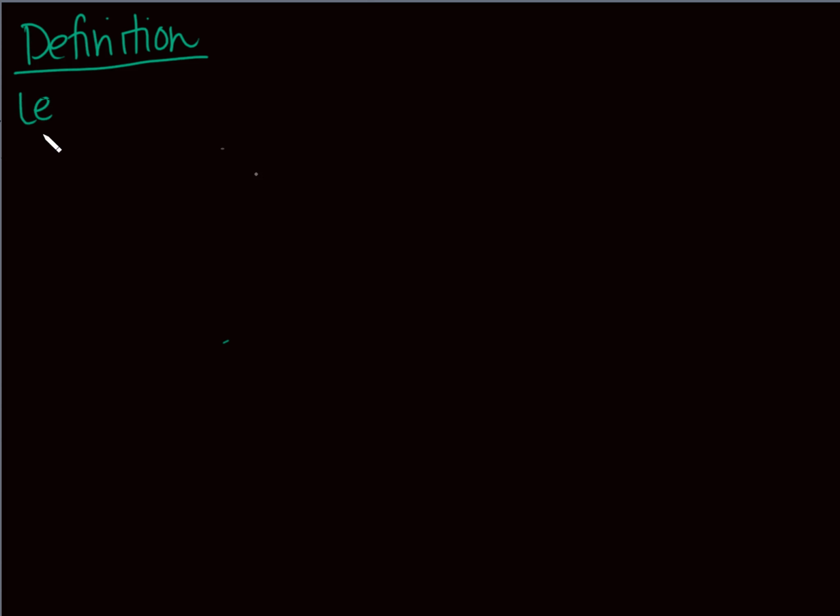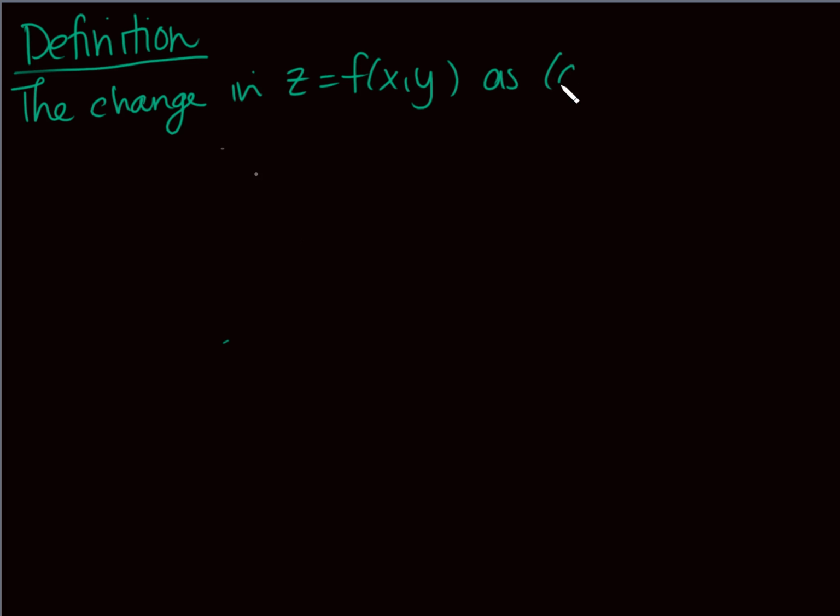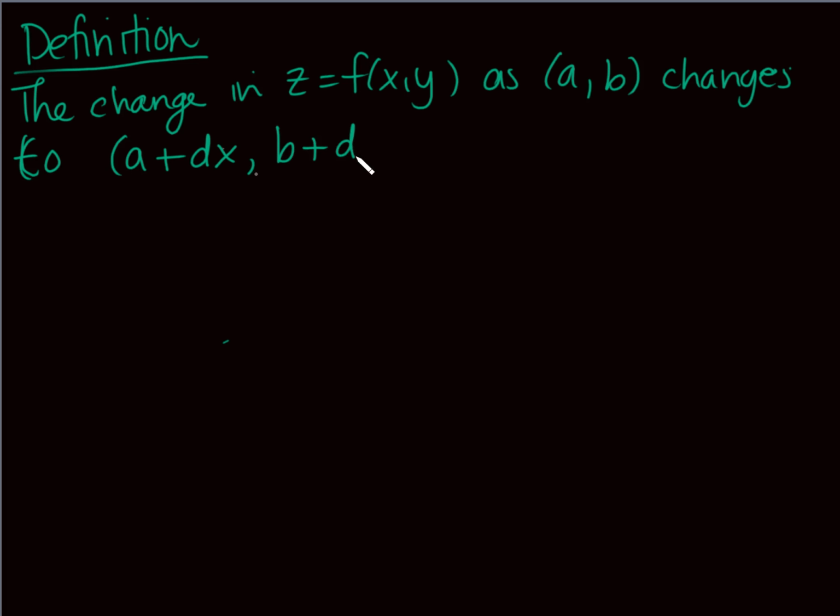So let f be differentiable. We know that, right? So the change in z, some function z which is f of x, y, as (a, b) changes to, here's what the differential tells us, as (a, b) changes to, I'm just going to go a little bit away from a. Remember, a is x, so I'm going to call that dx. And I'm going to go just a small distance from b, so that's dy. It's denoted delta z.